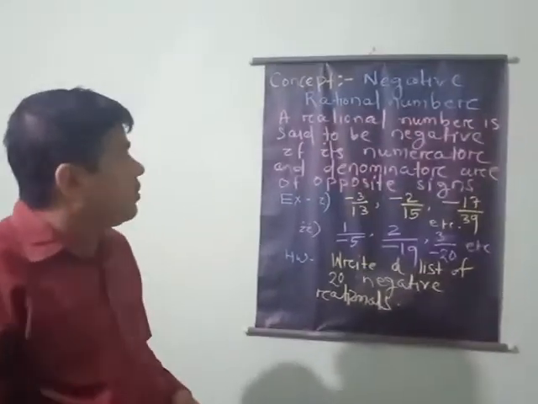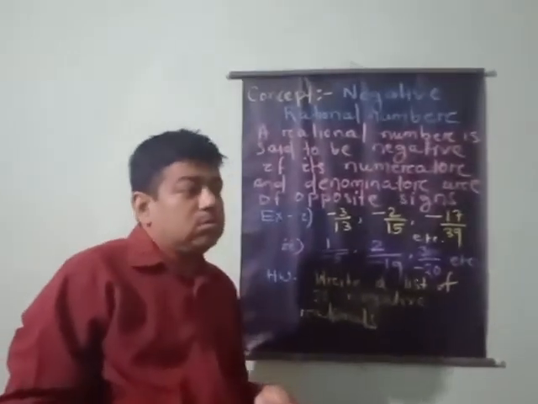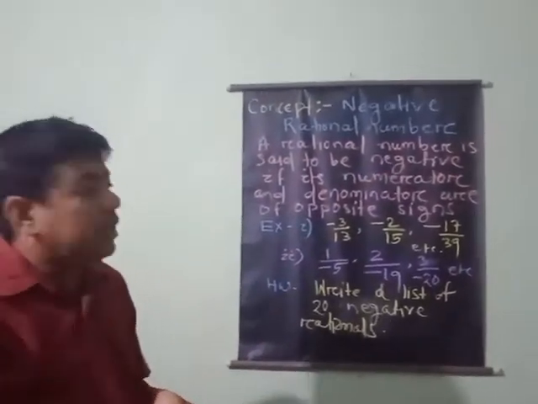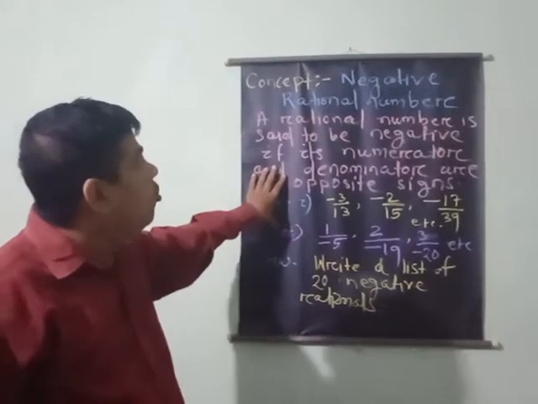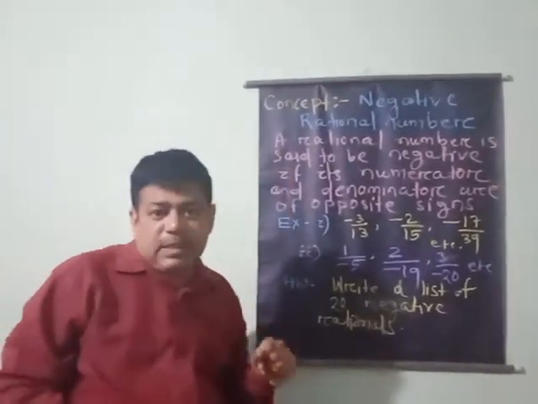So in the last periods I have taught you regarding the types of rational numbers. I have told you what positive rational numbers are. Here in this slide I will show you what negative rational numbers are. What is a negative rational number?